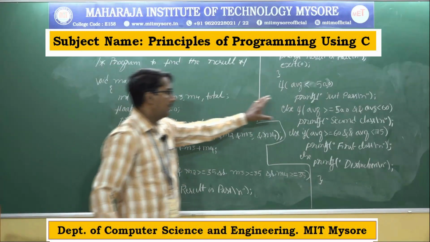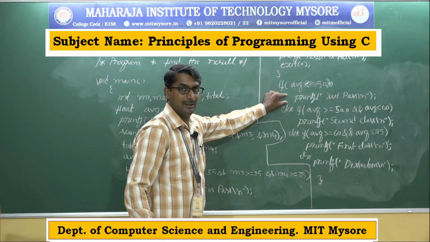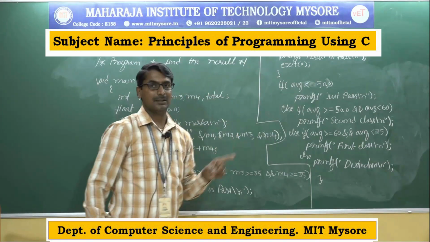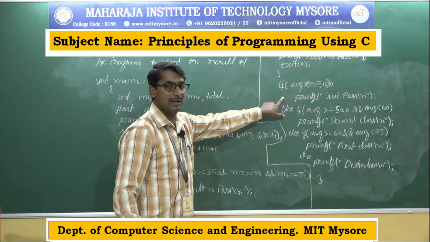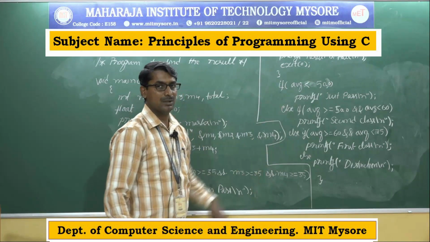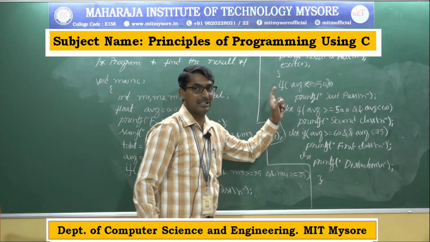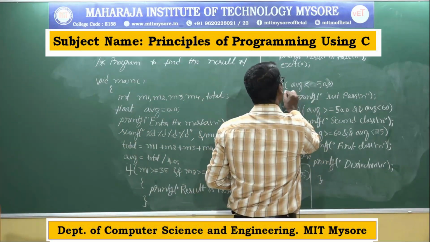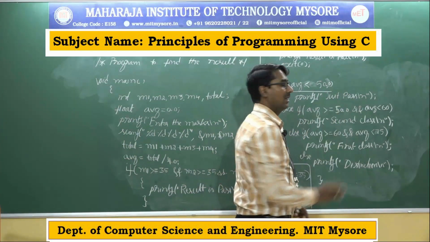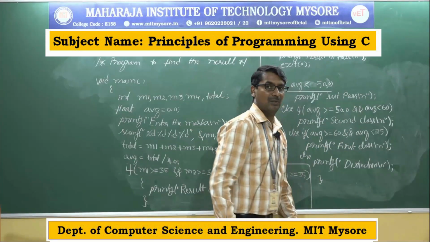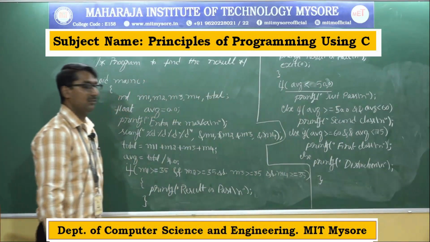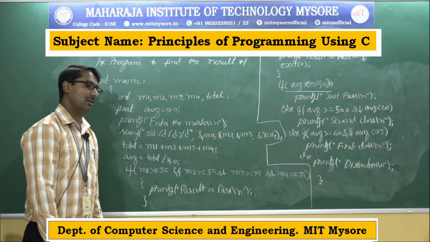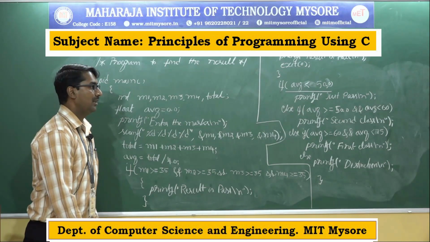Observe carefully, here I have not included the brackets because each block contains only one statement. If in case there is more than one statement, then it has to be written inside the brackets. Also observe that the if statement does not end with semicolon. Condition statements and loop statements do not end with semicolon. The remaining statements end with semicolon.